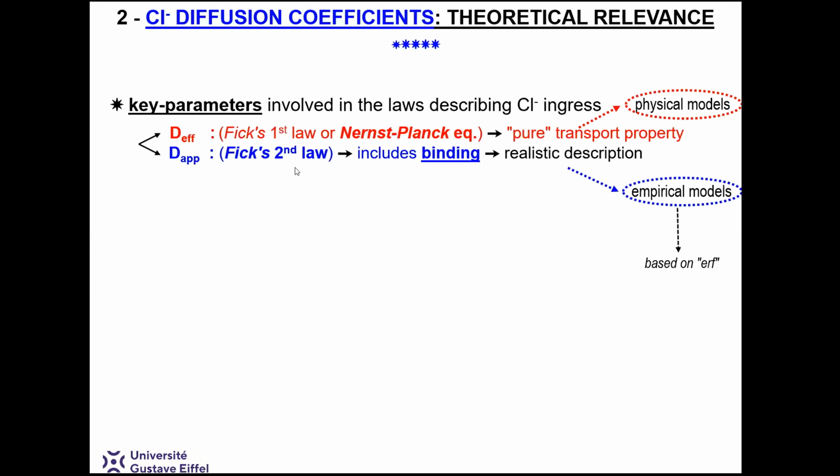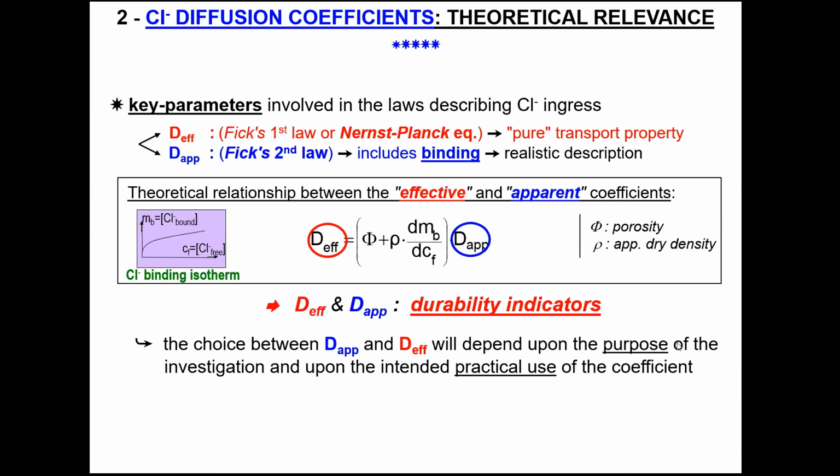The second one, maybe we know this parameter more. This is the apparent diffusion coefficient involved in Fick's second law, sorry. And it is important to mention here that it includes binding, so it might be a more realistic description of the phenomenon. And this is the parameter you will find in empirical models based on the error function. And you mentioned this parameter very often this morning in the presentation. So you are very familiar with it.